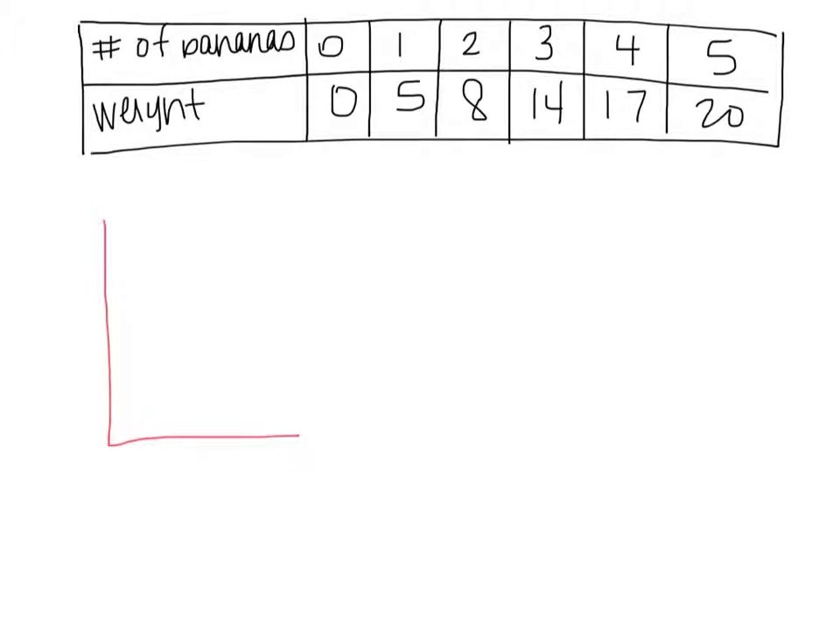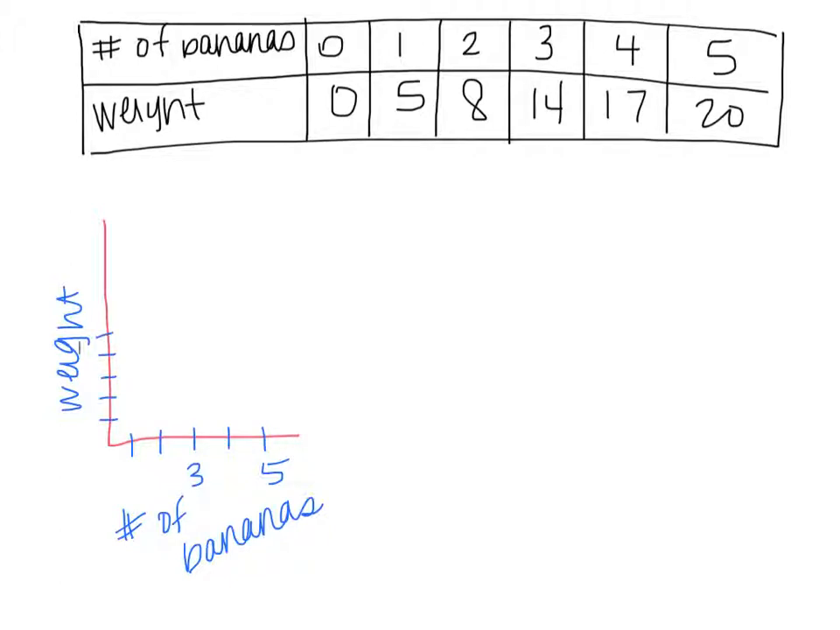So let's look at this table of values. It's showing us the number of bananas and the weight. The first thing that we're going to do is graph the data in the table. I'm going to start by labeling: x is the number of bananas, and y is our weight. Then I'm going to go 1, 2, 3, 4, 5, and then go up by 2: 2, 4, 6, 8, 10, 12, 14, 16, 18, 20. So I'm just going to go in and graph them.